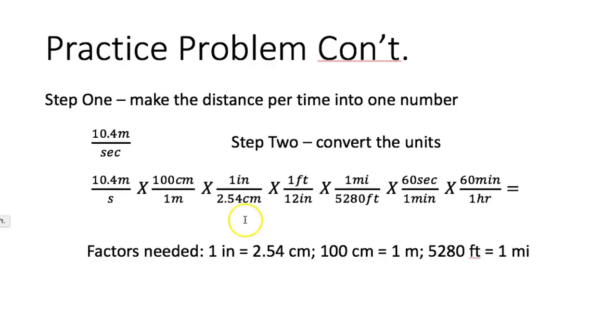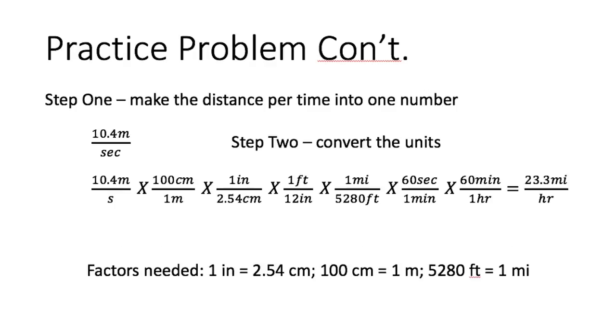Now to solve my problem, now that I've successfully converted from meters to miles and from seconds to hours, I'm going to plug these numbers into my calculator. I'm going to take 10.4 times 100 divided by 2.54, divided by 12, divided by 5,280, times 60, times 60. Remember, we can ignore the ones because multiplying and dividing by 1 does not change the number. And when I plug my numbers in, I get an answer of 23.3 miles per hour.